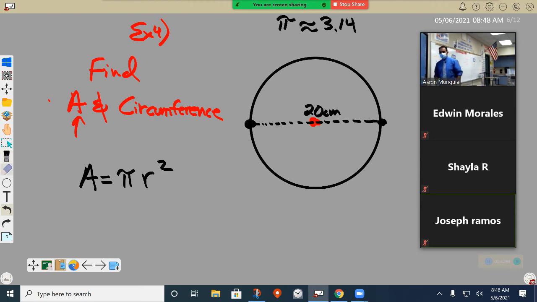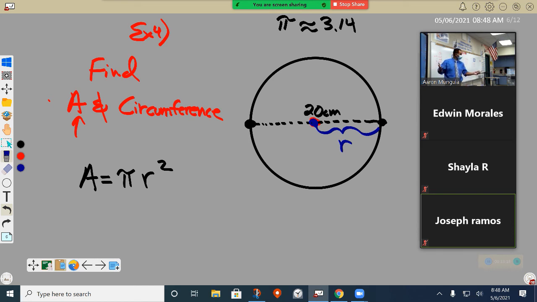Again, for now, just know that pi is going to be 3.14. I'll get into that Monday, why it's 3.14. The radius is always half the diameter. It's from the center to the outside. That's your radius. That's all we need, a radius, in order to define the area.